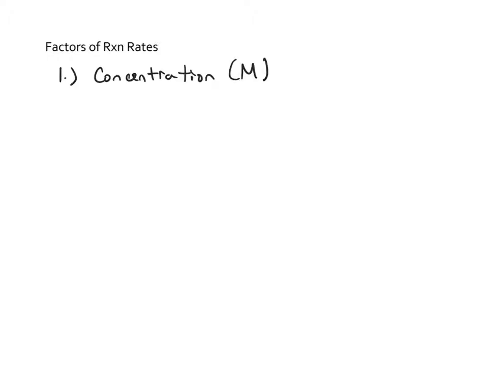The first thing we're going to talk about is how concentration plays a role in determining the speed of a chemical reaction. Concentration, specifically molarity, is one of the most important things to discuss when describing the kinetics of a reaction. The next 2, heat and agitation, will be discussed kind of together.